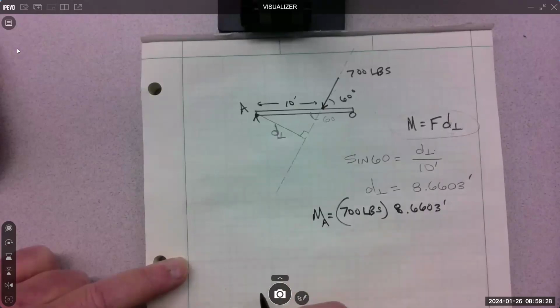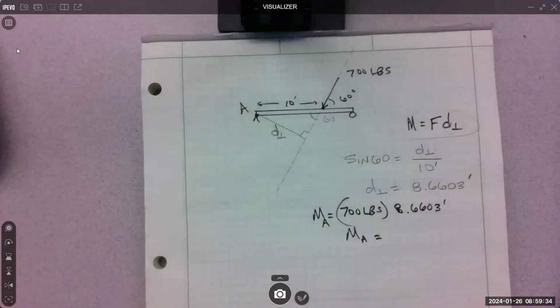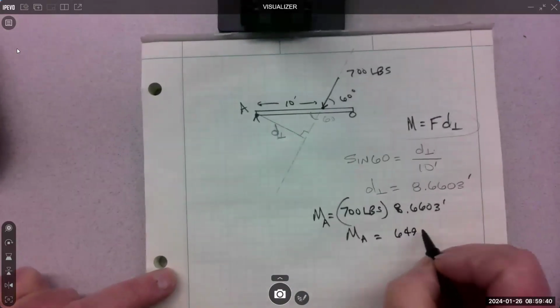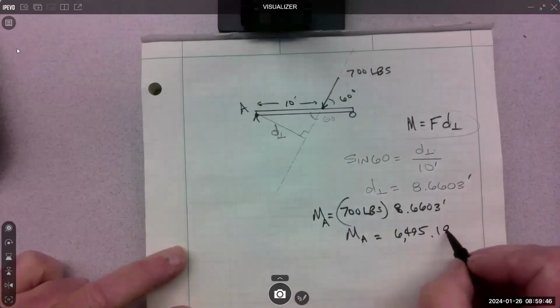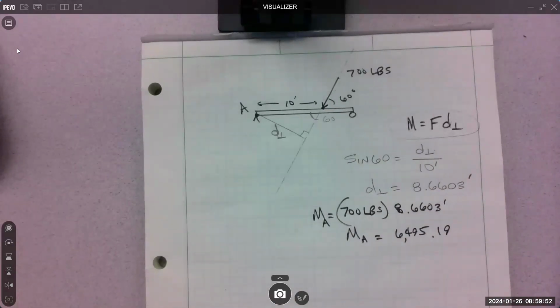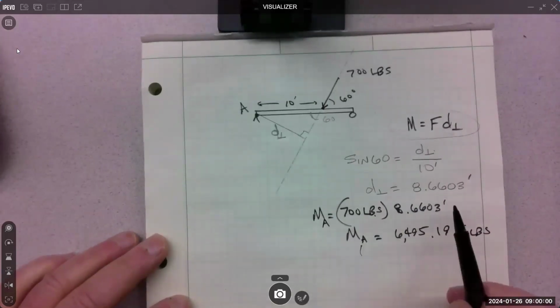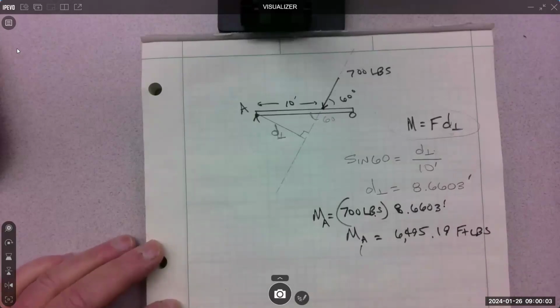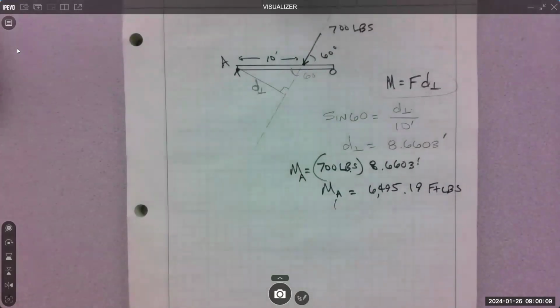Moment about A of the 700 pounds equals 6495. What's the unit? Foot-pounds, because we multiplied pounds times feet. You can say pound-feet, but it doesn't roll off my tongue as nicely as foot-pound, so I say foot-pound. It's the same thing, right?